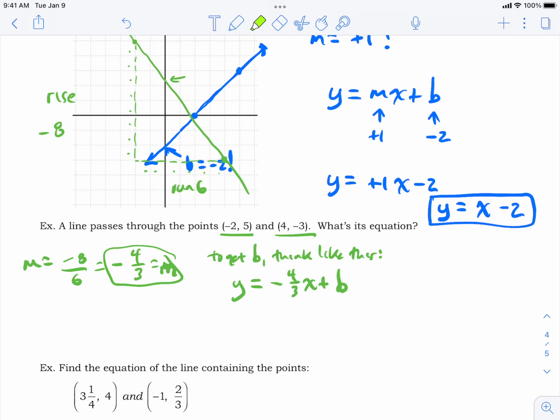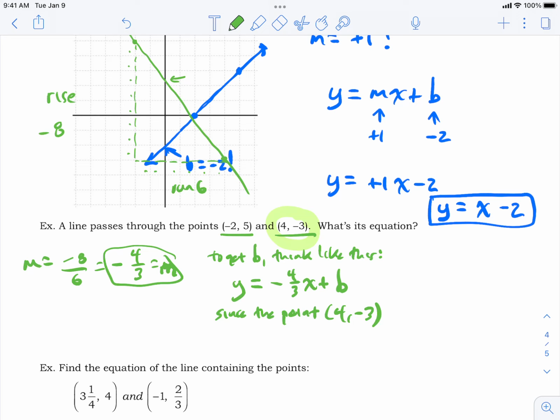Okay, so we know that this point is on the line. What does that mean? Let me write this a little bit more carefully. Since the point (4, -3), and it doesn't matter, I could use the other point instead if I wanted to. Both points are on the line, right? So it doesn't matter which point I'm looking at, but I just grabbed that one at random.